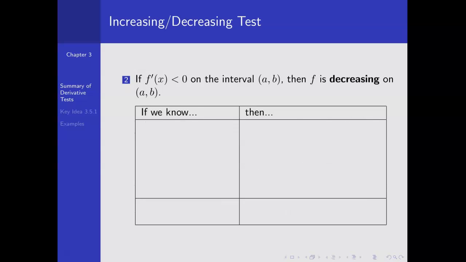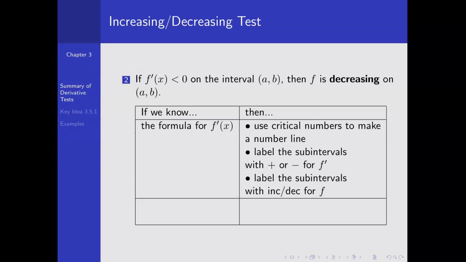On the other hand, if f prime is negative, less than 0 on the interval, then f is decreasing on that interval. So if we know the formula, we do the same thing. We use the critical numbers where f prime is 0 or does not exist to make a number line. We test in the subintervals to see if f prime is positive or negative. We label the subintervals with increasing or decreasing. And if we have the graph of f prime, we want to know where f prime is negative. So that means we're looking for where the graph is below the x-axis.